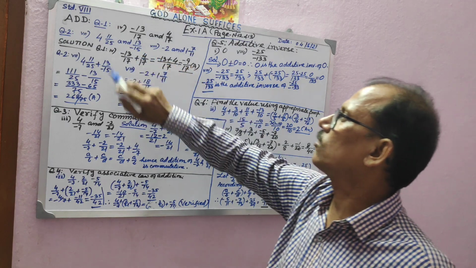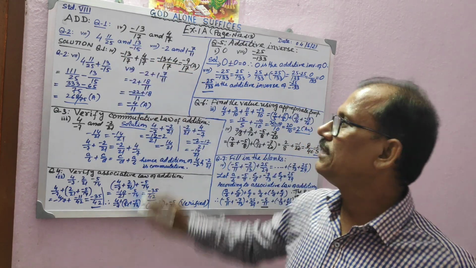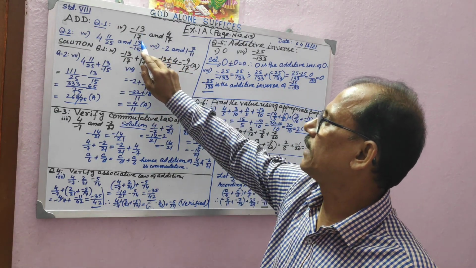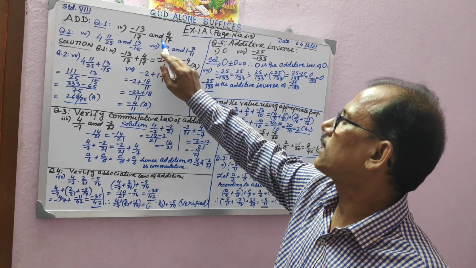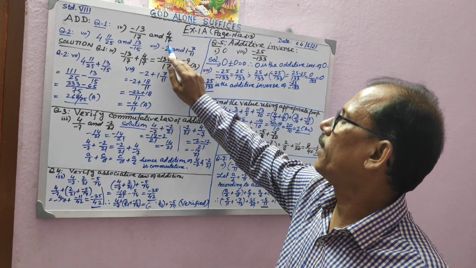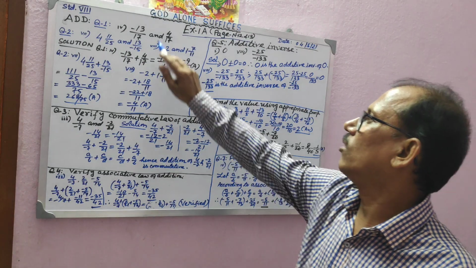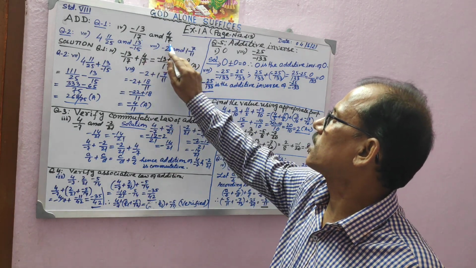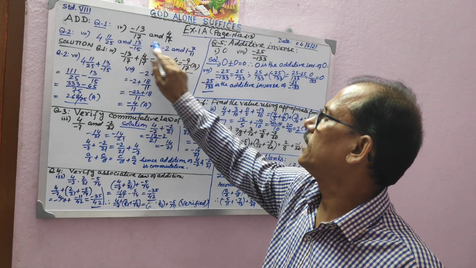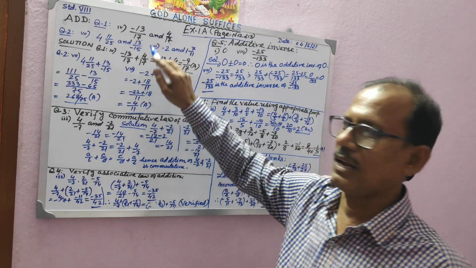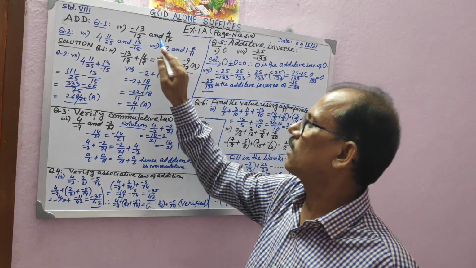Question number 1, the fourth one I have taken. Here you see minus 13 by 17 is the first rational number that has to be added to 4 by 17. Both our denominators are the same. You can see this, 17 is the denominator. Therefore they are like term fractions, like term rational numbers.